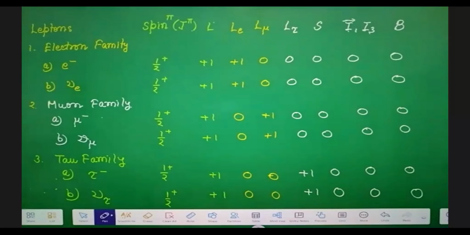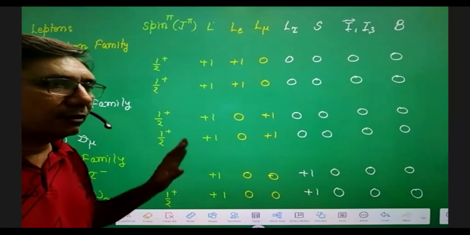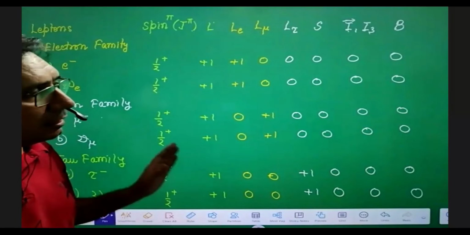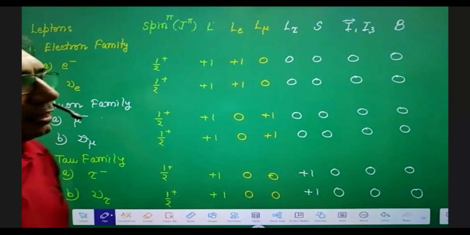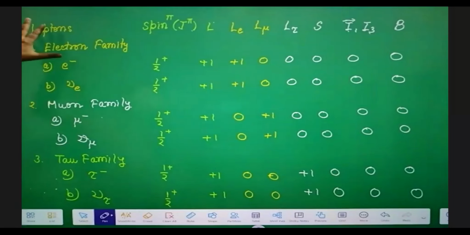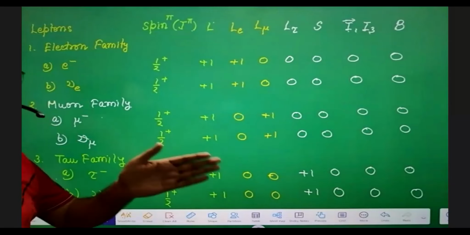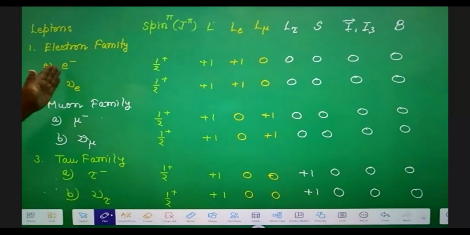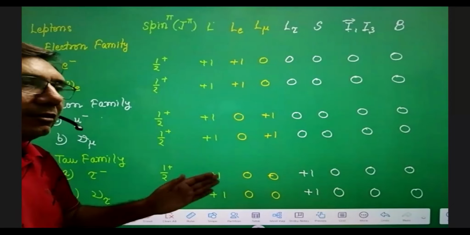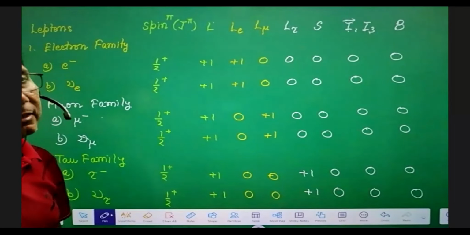Okay, this was the introductory lecture. Today I am going to stop here. In the next class I will continue from here. These are 6 leptons. Other than these 6 leptons, you have their antiparticles. 6 anti-leptons are also there. For the electron, this is the positron; for nu e, nu e bar. So I will start with their antiparticles in the next class.